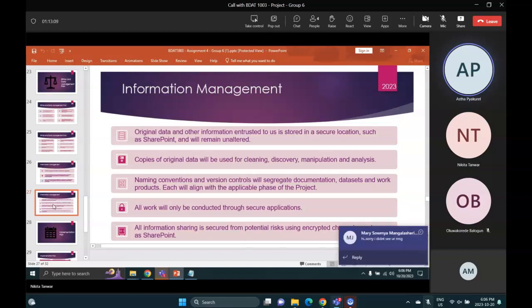Like I said before, the original data needs to be maintained confidentially. So the original data or other information entrusted to us is stored in a secure location such as SharePoint, and it will remain unchanged. And copies of the original data will be used for cleaning, discovery, manipulation, and analysis for future purposes as well. Naming conventions and version controls will segregate documentation, data sets, and work products, so each of us will align with the applicable phase of the project. All work will only be conducted through secure applications and will remain unaltered. And information sharing is secured from potential risk using encrypted channels such as SharePoint. Next slide, please.